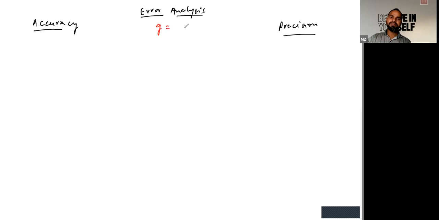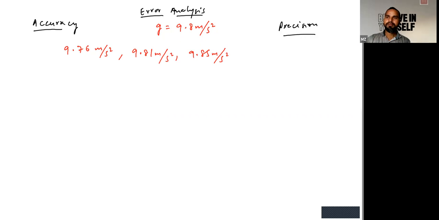Let's say gravity is 9.8 meter per second square. If you do some experiment using a simple pendulum to find this gravity, you may find 9.76 meter per second square, 9.81 meter per second square, 9.85 meter per second square. Vaishnav, tell me which of these experimental values is closest to the actual value. First is 9.76, second is 9.81, third is 9.85. The second one, sir. Good.